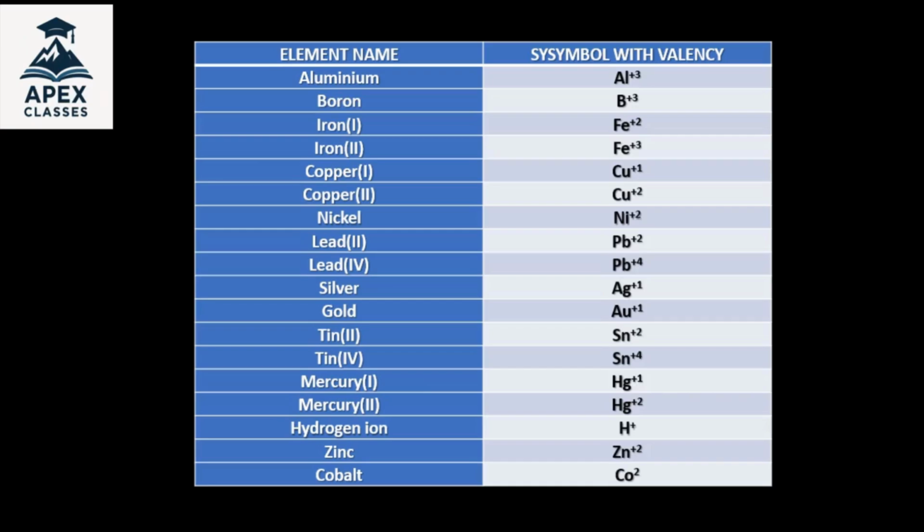So after group 1 and group 2, let's come to the other cations. Now see, the very first cation, which is known to you all I hope, is aluminium. Aluminium is plus 3, then boron plus 3. If it is plus 3, then naturally it will be a trivalent ion.